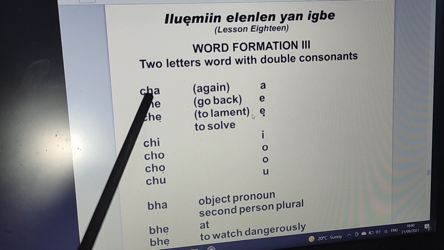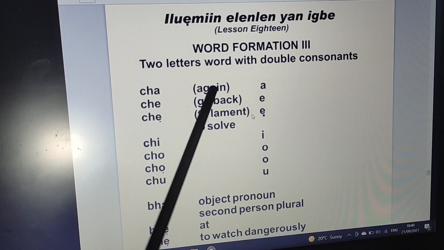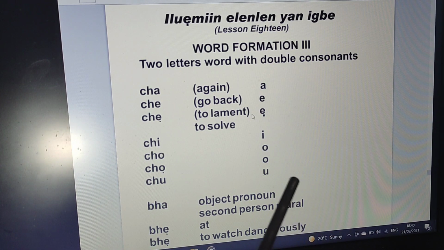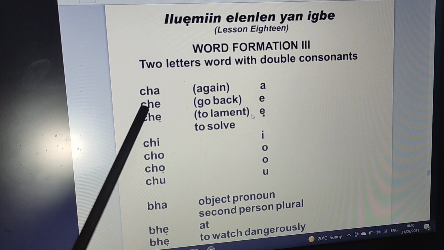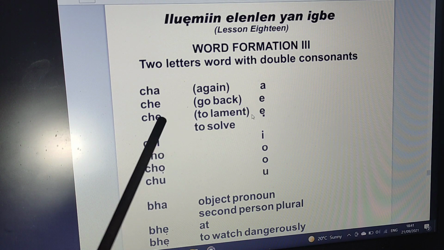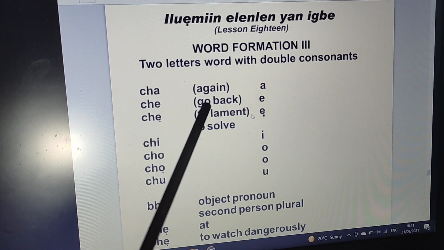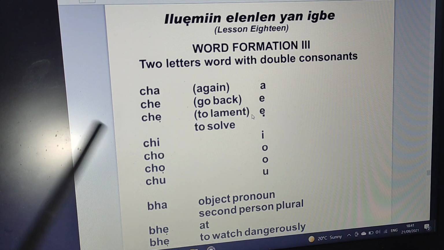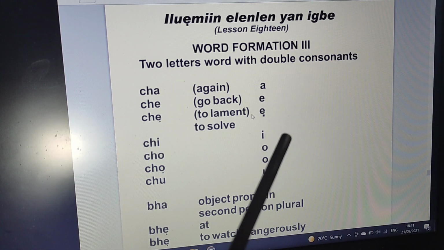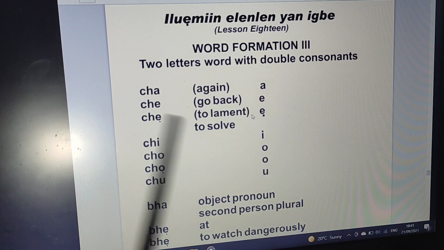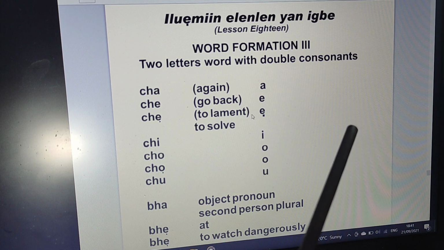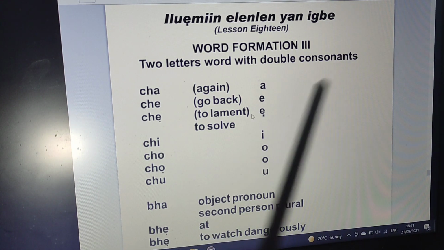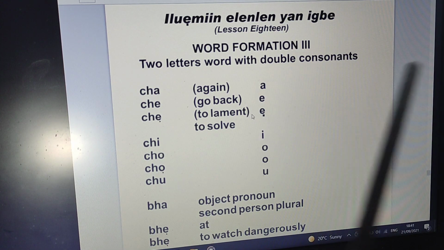Today, the first one here is cha, which is again. For example, you can say to somebody, we cha vai, that means you've come again. The second one here is che, go back. So it's telling you to go back, go back to where you're coming from. It's mostly used for a child. If they come to you, you can say, just go back and get the thing you asked them to do. It means go back and bring the book.